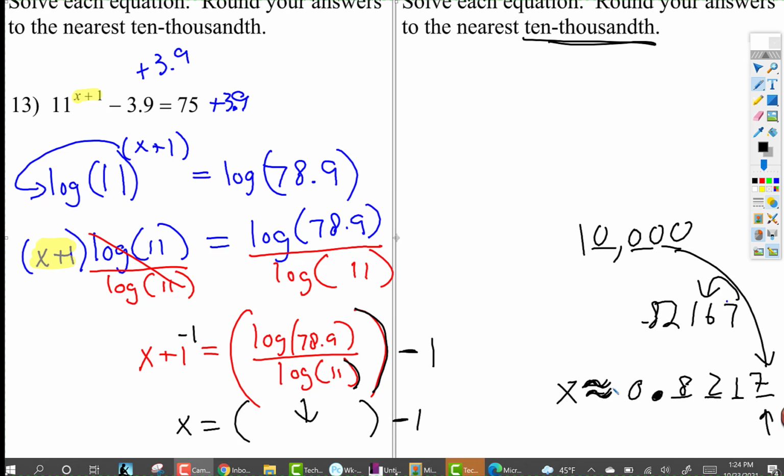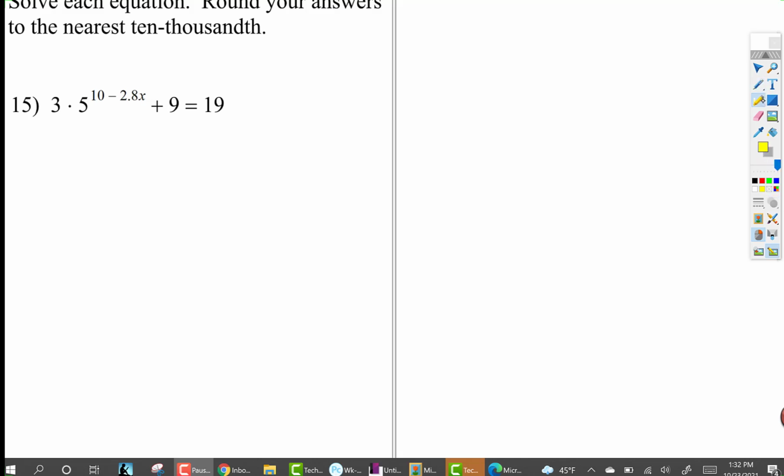All right, I am going to pause this. Okay, this one's a little bit trickier. So notice it's base 5 that has the exponent. So we have to get rid of everything else, and we want 5 to the 10 minus 2.8x by itself. Well, just like in anything else, because we're doing things in the reverse order, we cancel the addition or subtraction first. Since this is add 9, we subtract 9, and that gives us 10. And then notice there's a multiplying 3, so we'll divide both sides by 3.